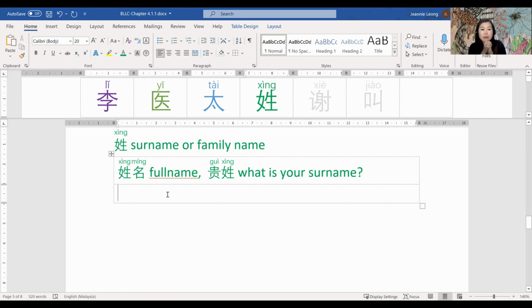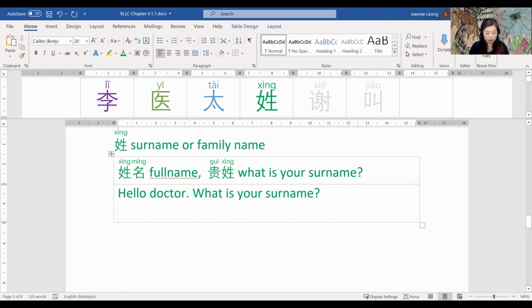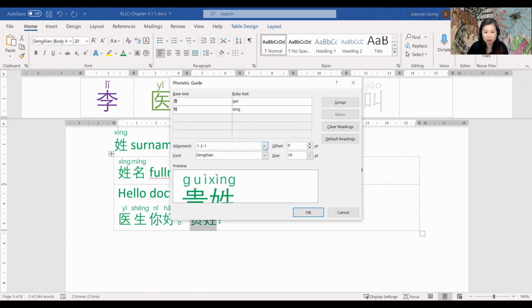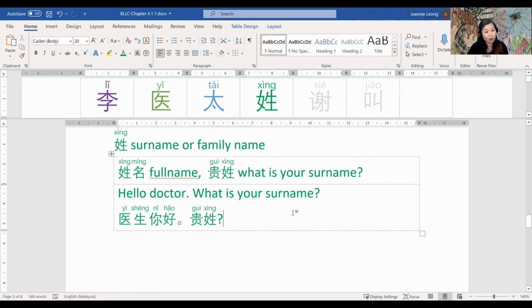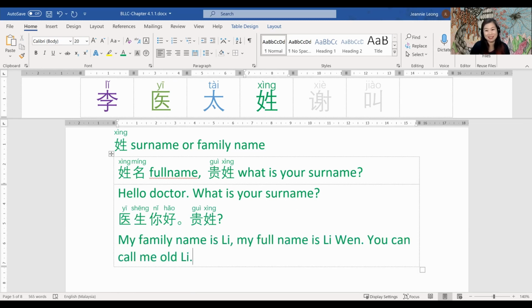So let's have a look at how I can make a sentence out of this. Maybe I'm meeting the doctor for the first time and I want to know his name. Hello, doctor. What is your surname? So I'm going to say hello to the doctor. I don't know his name yet, so I'll say 医生你好. We say hello doctor, but then when I translate it, it becomes Dr. Hello. 医生你好，贵姓? I'm not exactly sure if this is how I would speak to a doctor, but those are the only words I know for now, so that will have to do. 医生你好，贵姓?